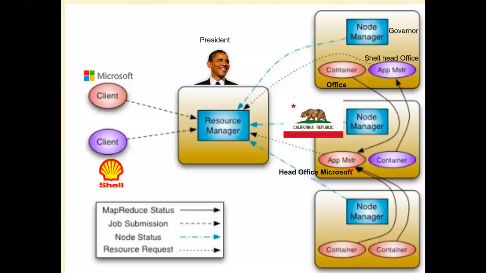So the app master, which is the head office, will ask the resource manager, can you get my work done on these machines which are nearer to my data? All right, this is how the system works.